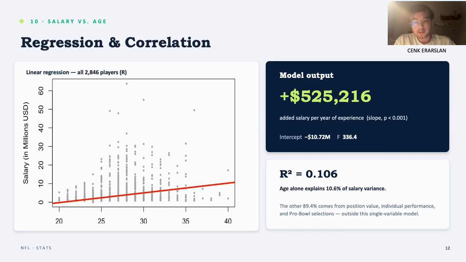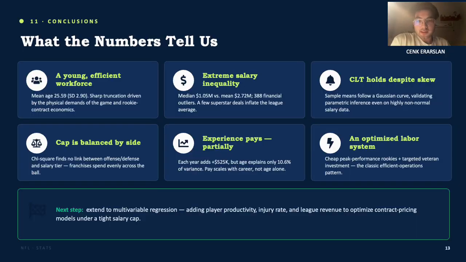Next, we look at regression and correlation to see how age impacts player salary across our players. Looking at our R-squared value, age alone only explains 10.6% of the variance in salary. And these are our conclusions according to what we did and what the numbers tell us.